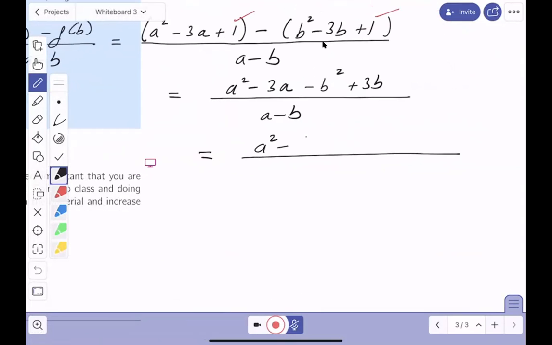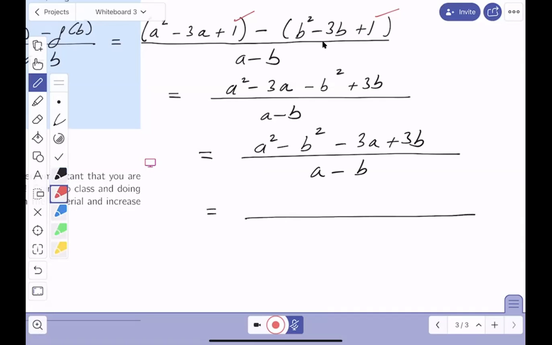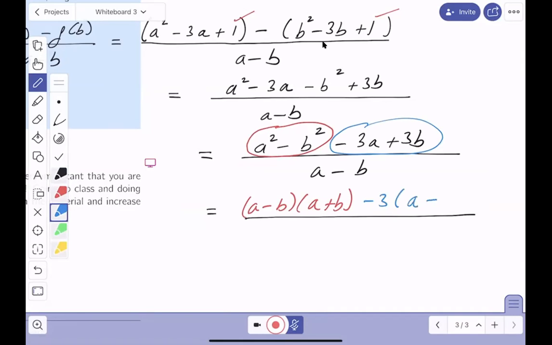So I'm going to put down a squared minus b squared minus 3a plus 3b. Someone says, why would you do that? I'm thinking that maybe this factors by grouping. Have we done that before? Of course we have. So I want to factor this guy here. That would be a minus b times a plus b. And then I want to factor these two guys over here. And what pulls out from that? Minus 3. And what do you get? A minus b. On the bottom, it's just a minus b, and I'll factor that.